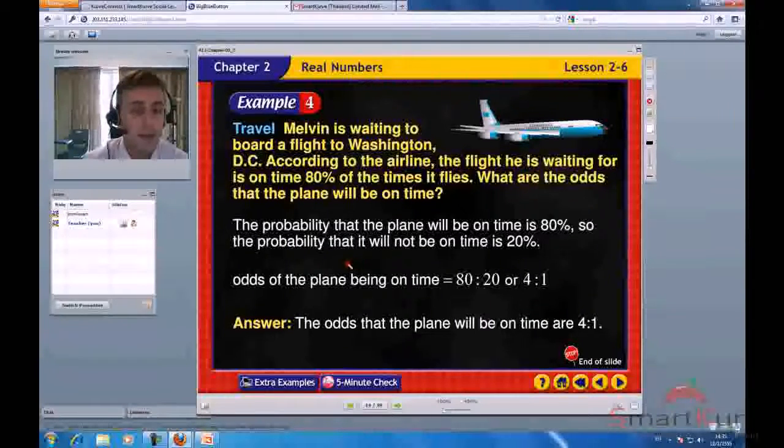Melvin is waiting to board a flight to Washington, D.C. According to the airline, the flight he's waiting for is on time 80% of the time it flies. What are the odds that the plane will be on time? Well, the probability that the plane will be on time is 80%, so the probability it will not be on time is 20%. So the odds of the plane being on time are 80 to 20, or you can reduce that down to 4:1. The odds that the plane will be on time are 4:1. 80% that it will be on time, 20% that it will not be on time. 80 to 20.